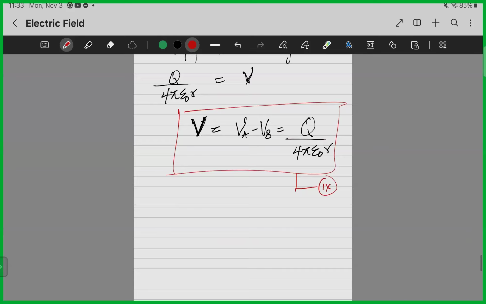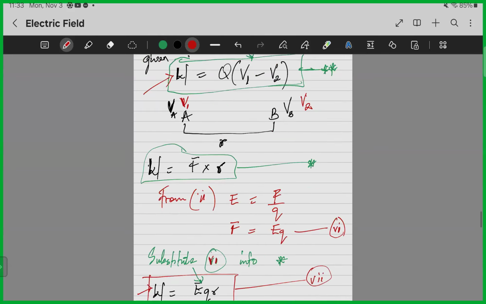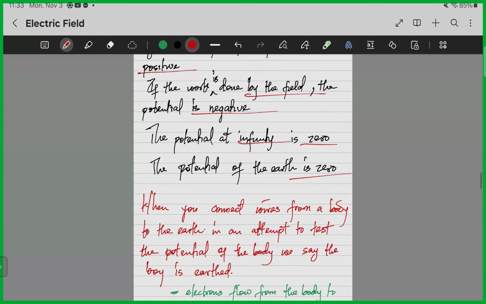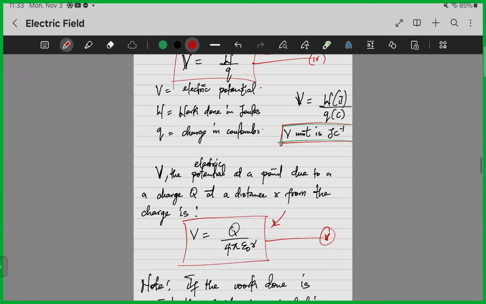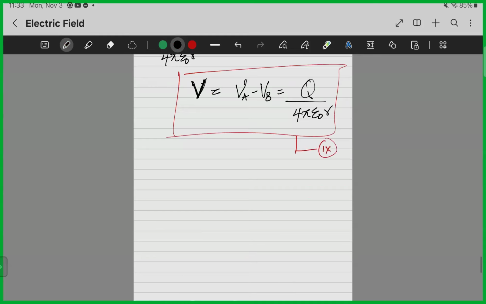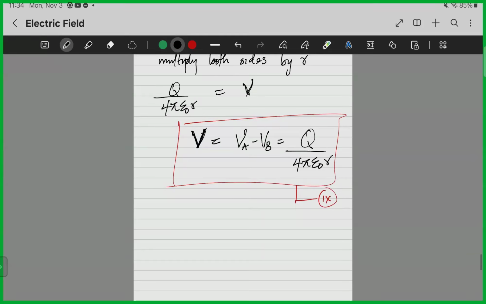Q over 4 pi E naught R. And go back to the formula for electric potential, and you will see something similar. See it? So I can write that. Because, please, this is R and it has always been R. That's the way I write my R. But notwithstanding, you see that what we labeled as equation 5 is very similar to what we have down here as equation 9. But they are not the same thing.